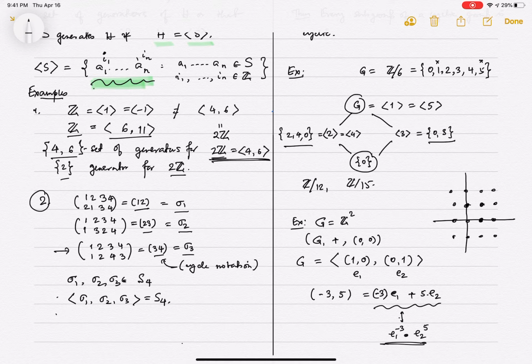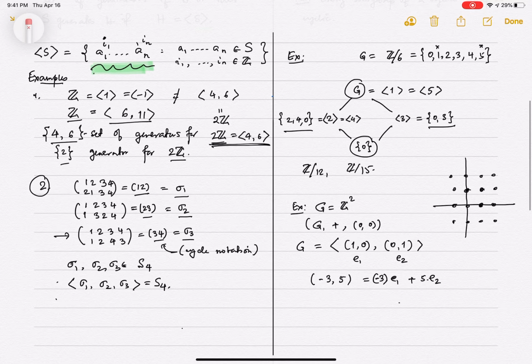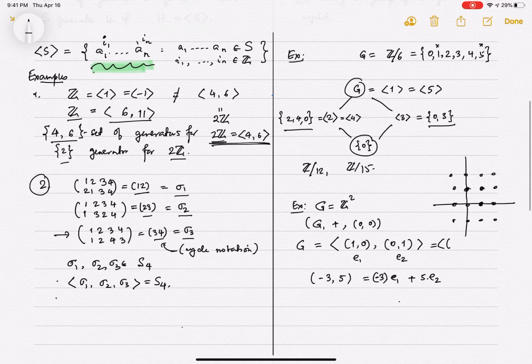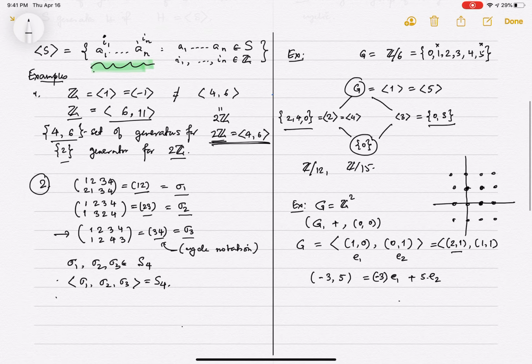So instead of the power, we have a multiple. Okay. So every element of the group can be written in terms of E1 and E2 in this way. So G is generated by E1 and E2. You can write down other generators, like these two, you can check. Once you get these two, you can subtract them and get (1, 0). Once you get (1, 0) and (1, 1), you also get (0, 1). But once you get (1, 0) and (0, 1), you get everything else.